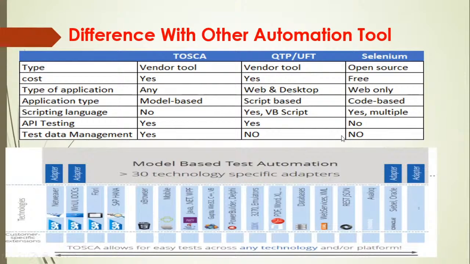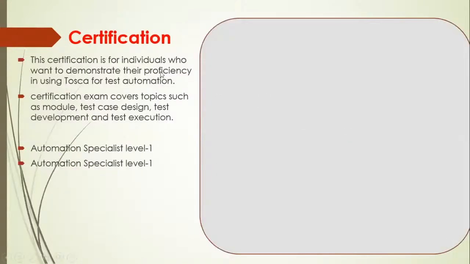There are no restrictions. And now the certification part, team, this is a very, very important thing. If you're planning to jump to TOSCA, you have to complete this certification part. This certification is provided by the Tricentis company, not by our side. The authorization belongs completely to Tricentis. They will give you one exam, and if you pass that exam, they will directly release the certificate to the person. Once you complete the certification, only then will we do the automation. Without certification, we cannot do test automation in real time.